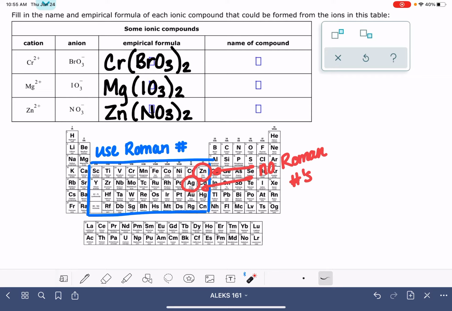Okay, so for our first one, we have chromium. It is right here. It is in an area where we have to use Roman numbers to indicate the charge. The charge is a 2+, so we're going to say chromium with a 2 in Roman numerals, no space there. We're just jamming this whole thing together in parentheses. And now we have to say the name of the anion. This is a polyatomic ion. This particular polyatomic ion's name is bromate.